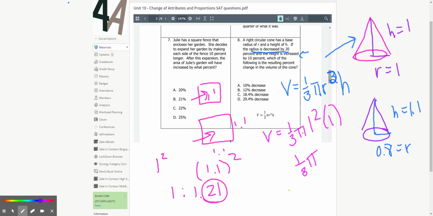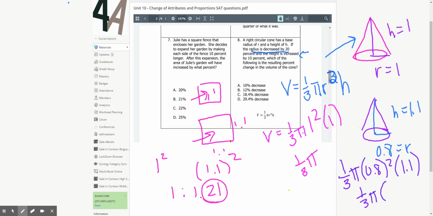And if I go back to my purple cone, we're going to do 1/3 pi, and then r squared, 0.8 squared, times the height of 1.1, and we are going to get 1/3 pi times 0.704. Now notice that because I have the 1/3 pi here and I have the 1/3 pi here, I don't really need that. All I need is this part and this part. So we've got 1 over here to 0.74.